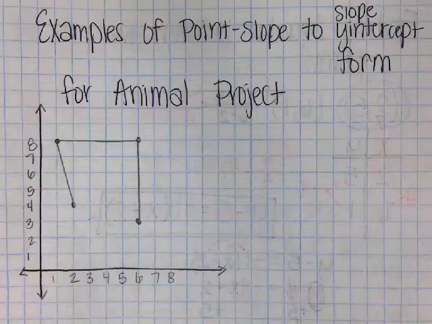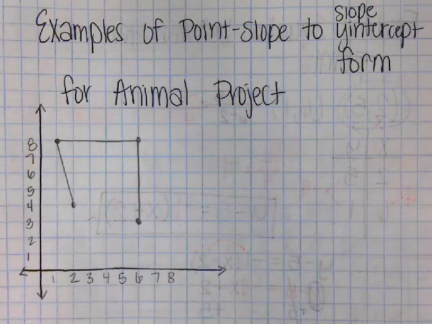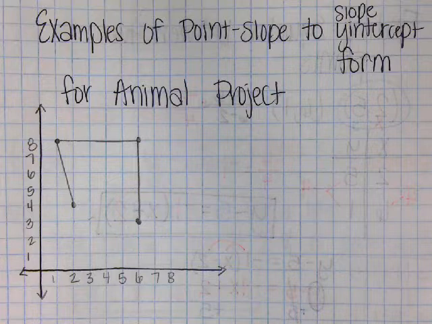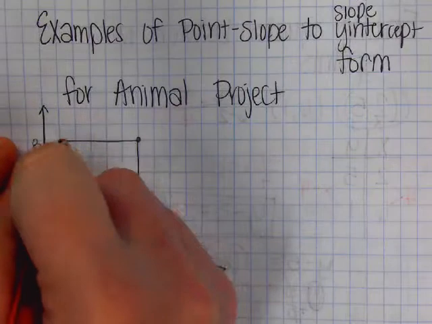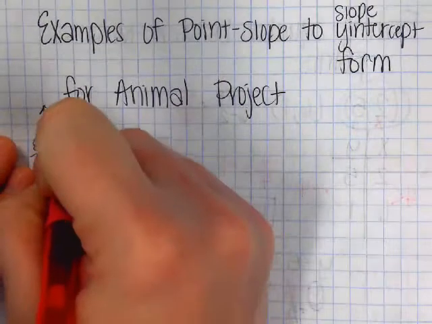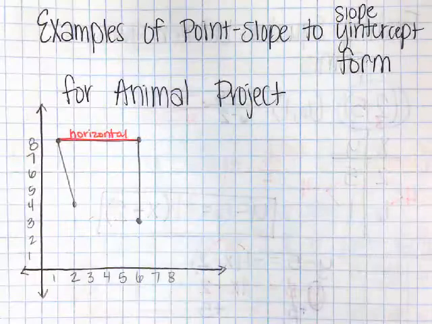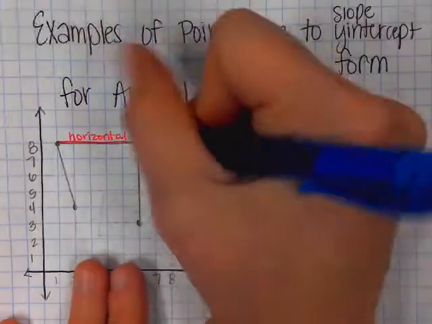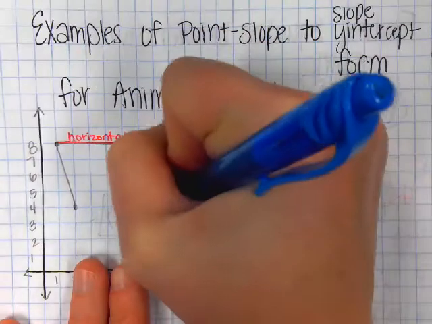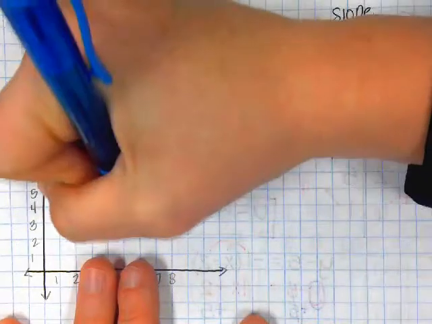So these are the examples for point slope form to slope intercept form for your animal project. Remember in the instructions for drawing your animal, you were supposed to have 2 with a positive slope, 2 with a negative slope, 2 that are horizontal and 2 that are vertical. If you notice, this one right here is horizontal. This one is, oops, that's not a very pretty line. This one is vertical.